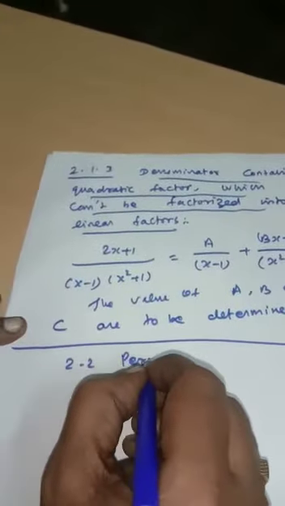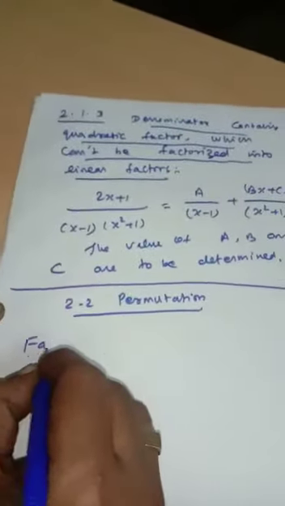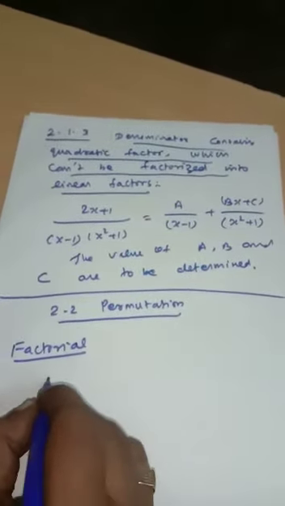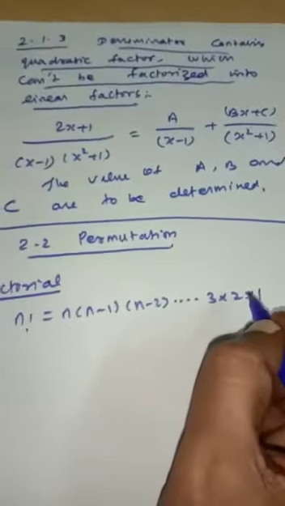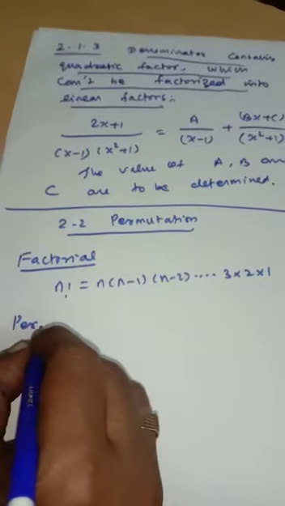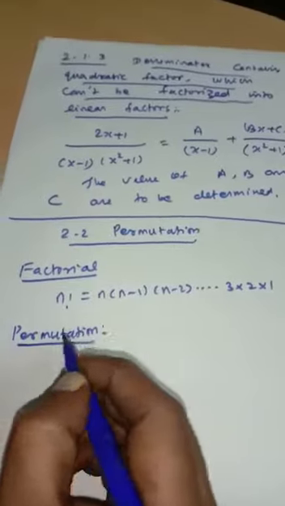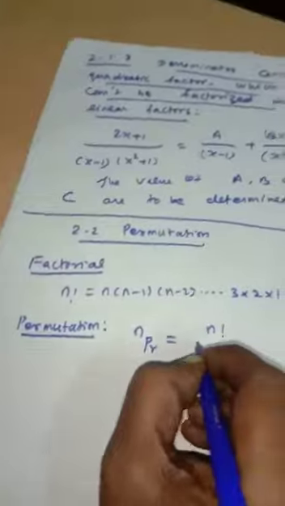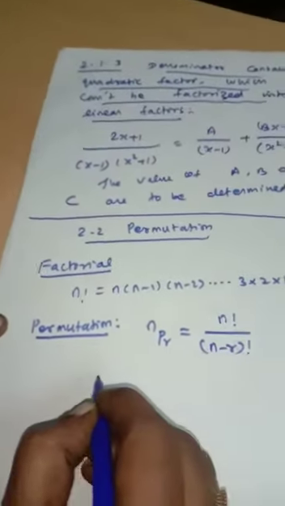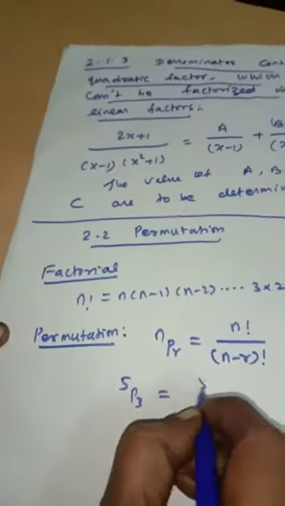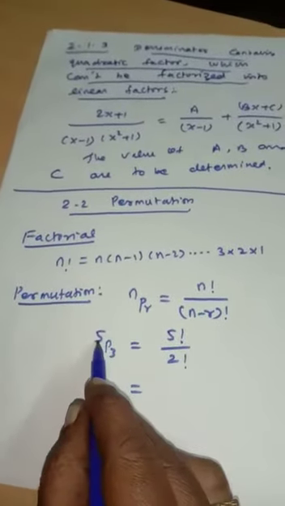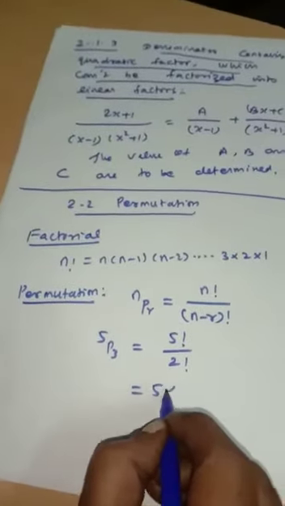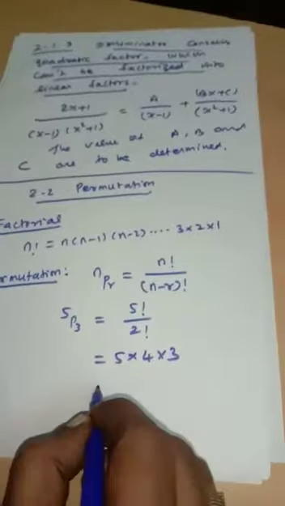2.2 Permutation. First we recall factorial. n factorial is equal to n into (n - 1) into (n - 2) into ... into 3 into 2 into 1. Permutation: nPr is equal to n factorial by (n - r) factorial. For example, 5P3 is equal to 5 factorial by (5 - 3) factorial, 2 factorial. We can write it simply: from 5, 3 numbers, 5 into 4 into 3, which is 60.